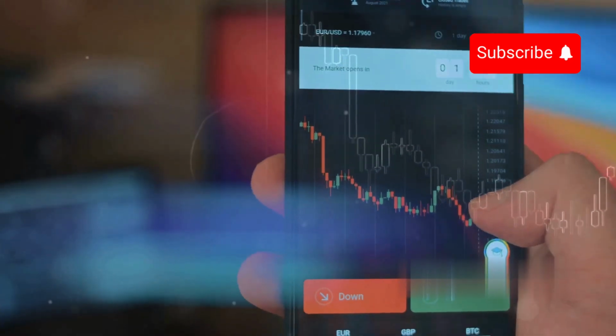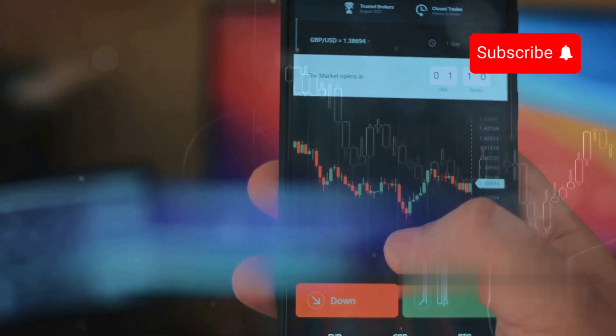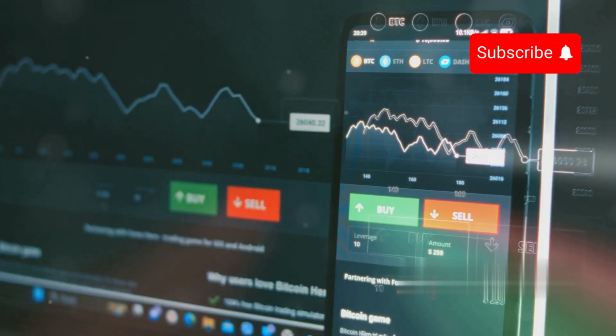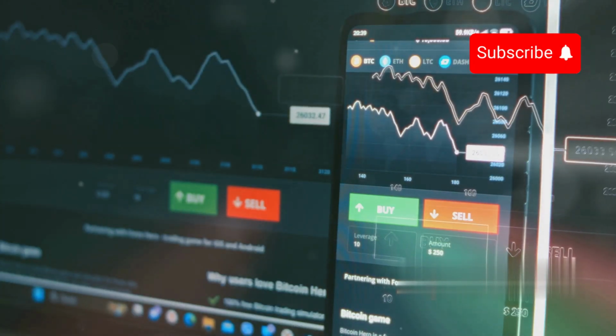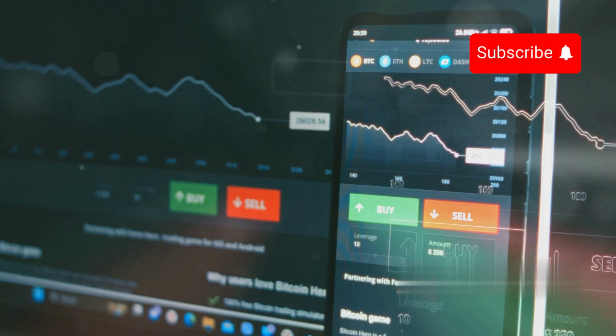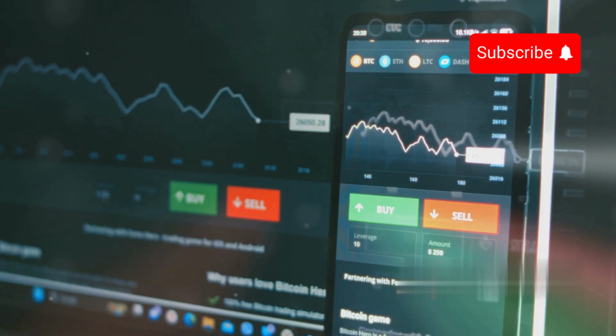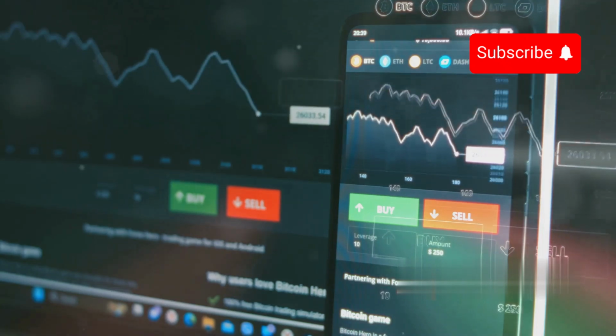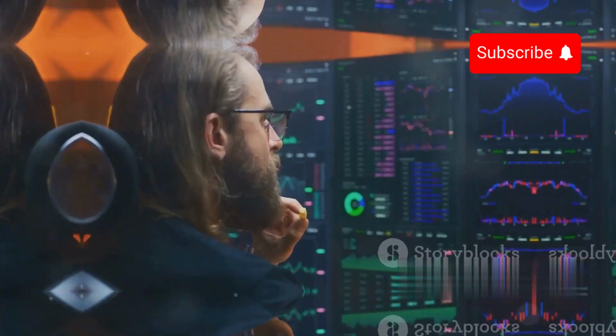Then, set your stop loss and take profit levels. The stop loss is your safety net. It's the price at which you'll automatically exit the trade to prevent further loss if the market moves against you. The take profit level, on the other hand, is where you'll close the trade to lock in your gains.